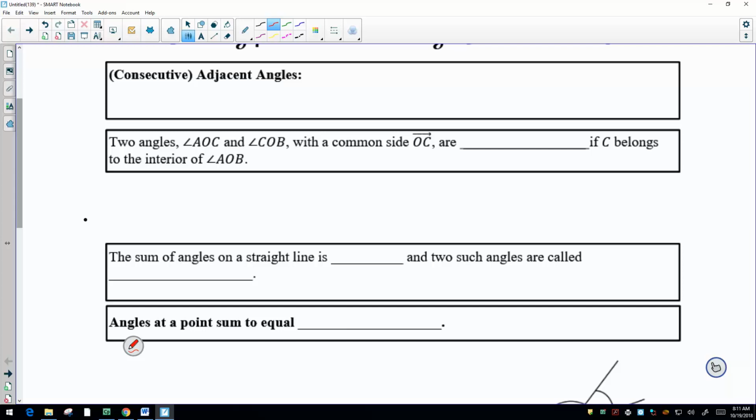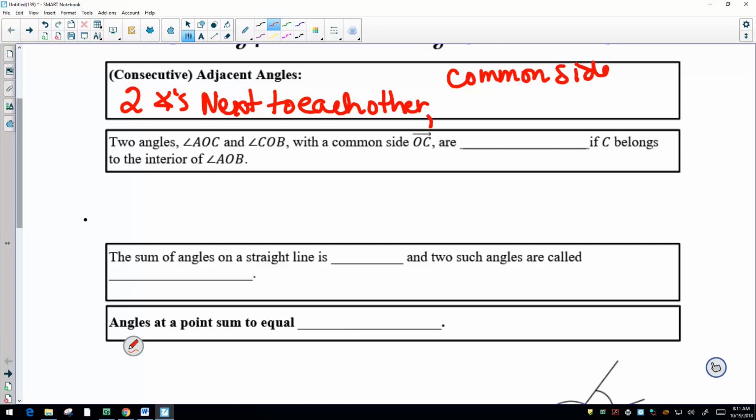A lot of times you're just going to see the word adjacent angles. Sometimes you'll see that consecutive in front of it. Simple way to think about it, we're going to say two angles that are next to each other. Now, these angles do need to have a couple of things in common. They need to share a common side and have a common vertex.